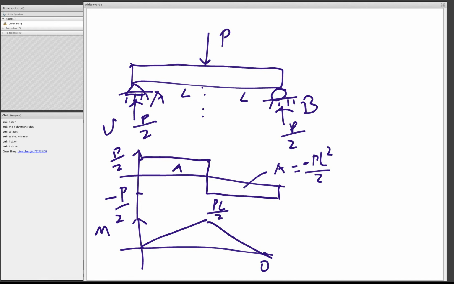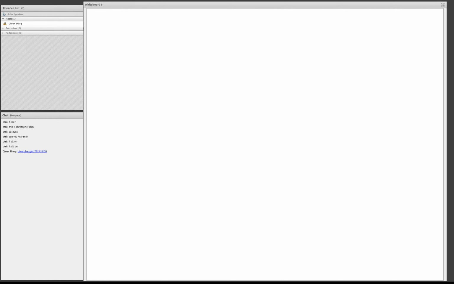So now let's move on to one more complicated problem. Let's say we have a distributed load. We have two supports, and the distributed load is only on the right part of the beam, and the intensity is Q.